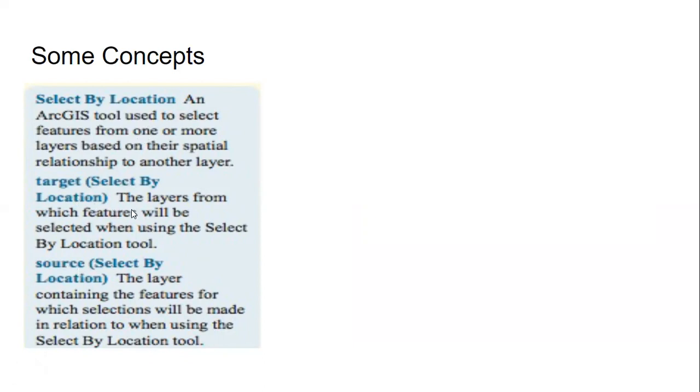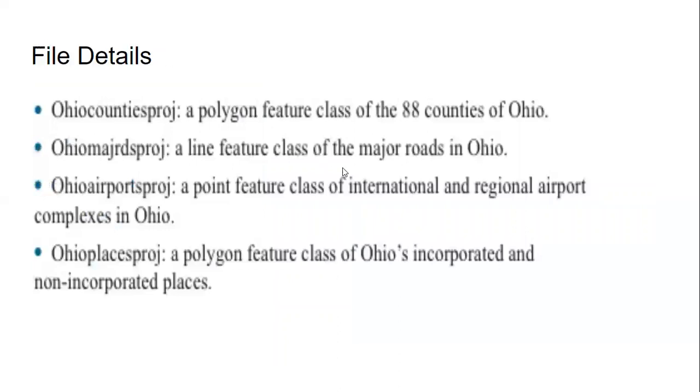The target is the layer from which features will be selected when using the Select by Location tool, and the source is the layer containing the features for which selections will be made in relation to the target. This is about the geodatabase. Inside the geodatabase, we have 4 feature classes.